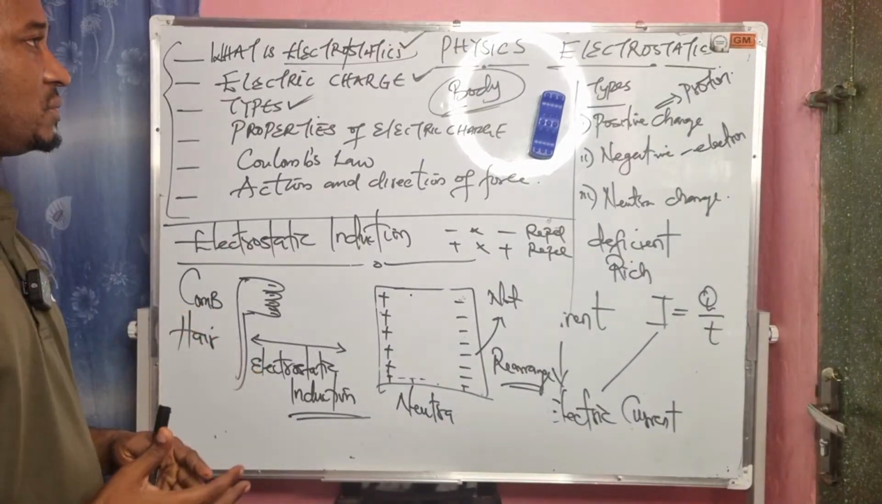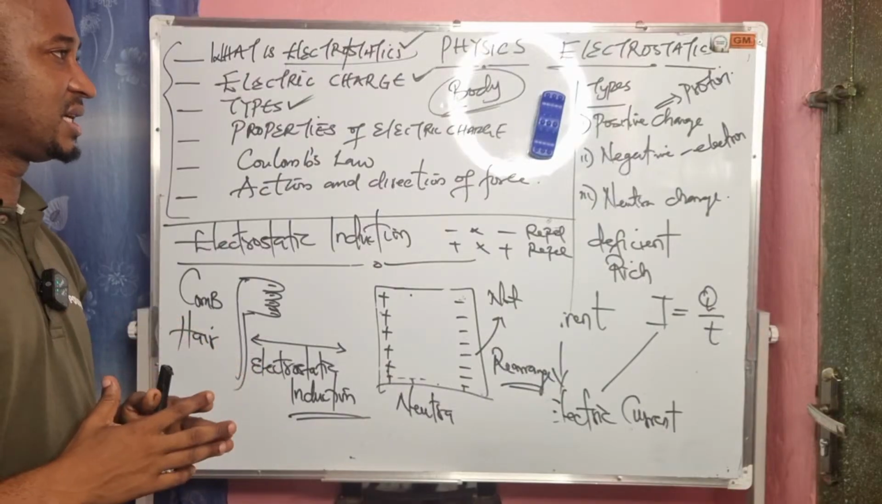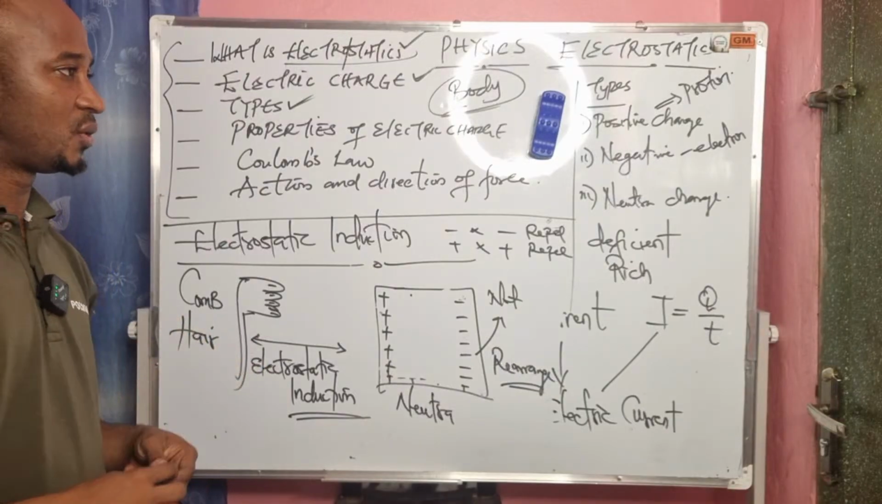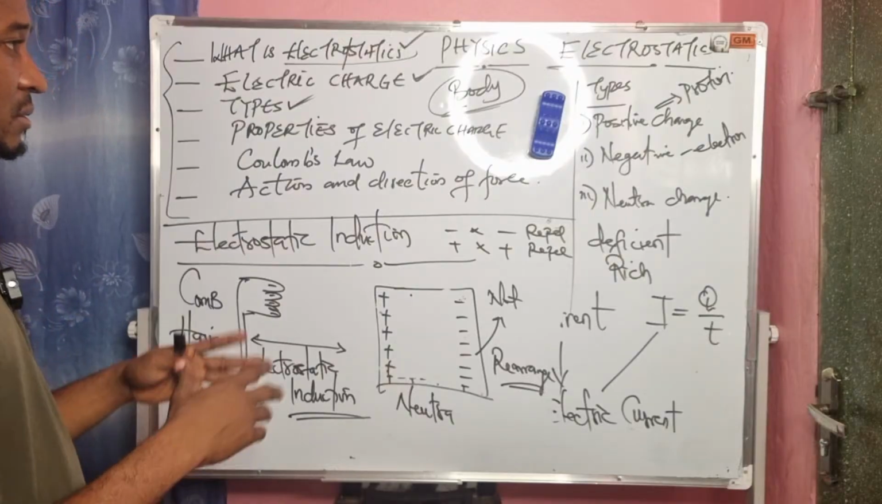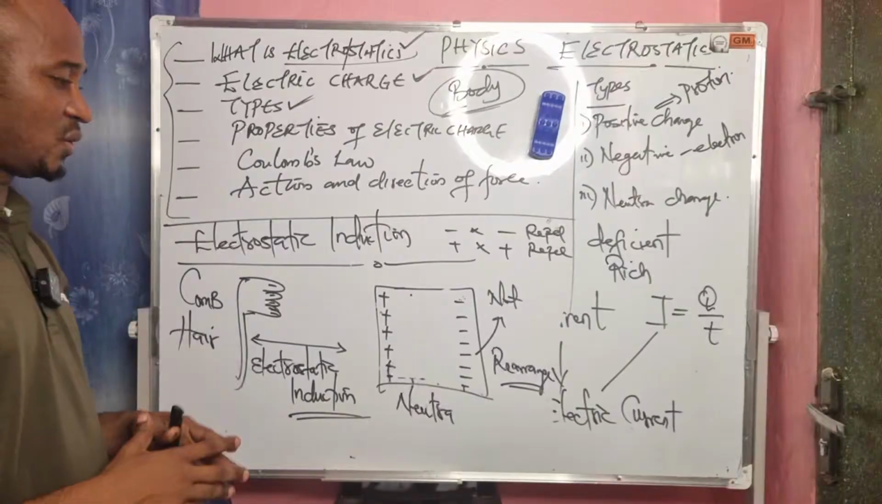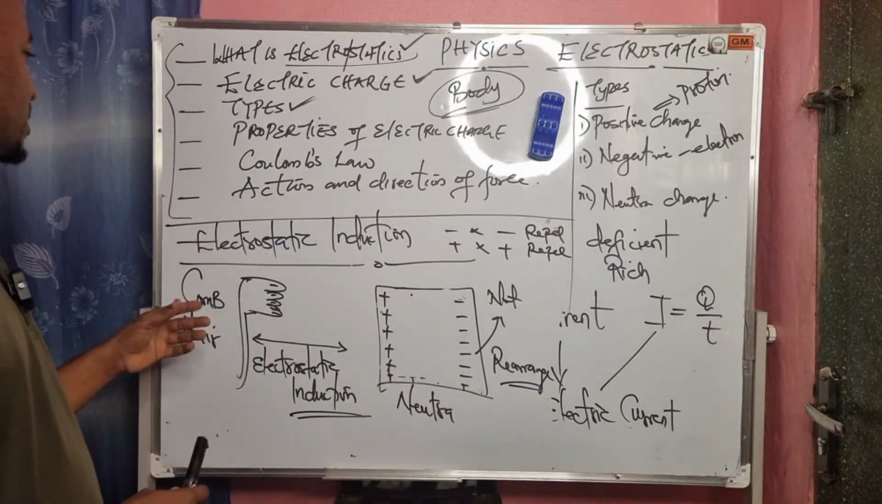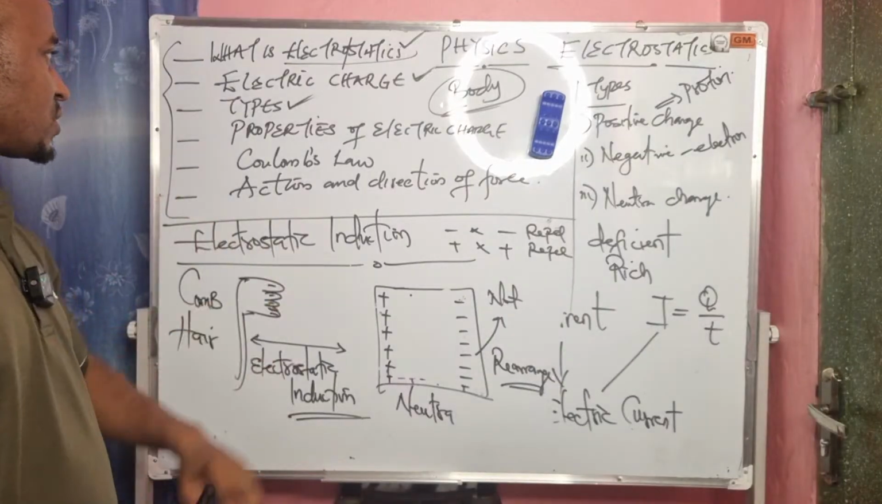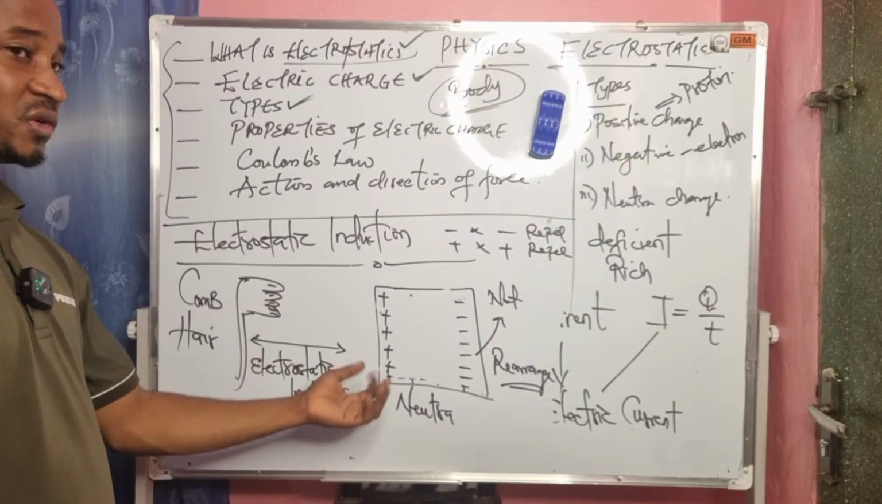An example is a proton. Negative charges are charges that are electron rich. A good example is an electron, while neutral bodies are those that have an equal number of protons and electrons. And we have also seen electrostatic induction, which I just displayed with the use of a comb and a piece of paper.